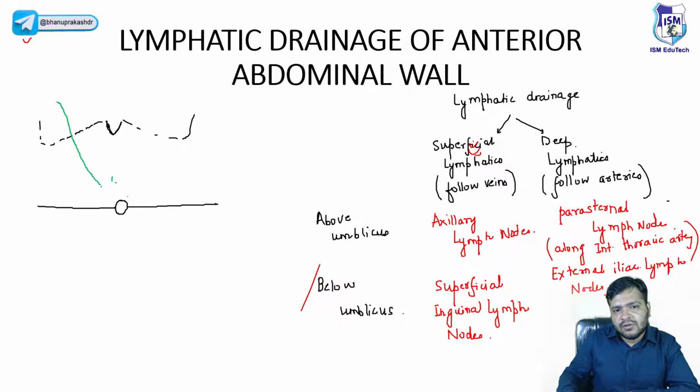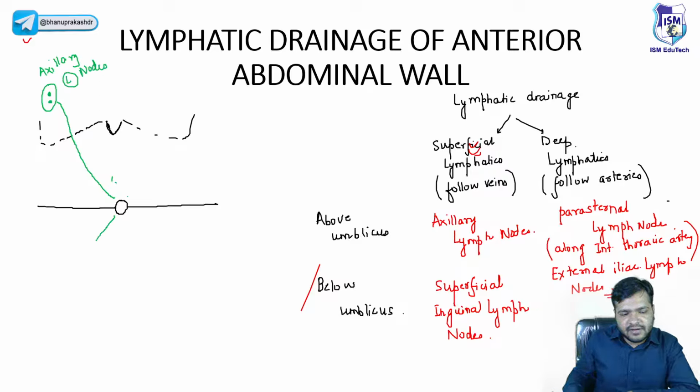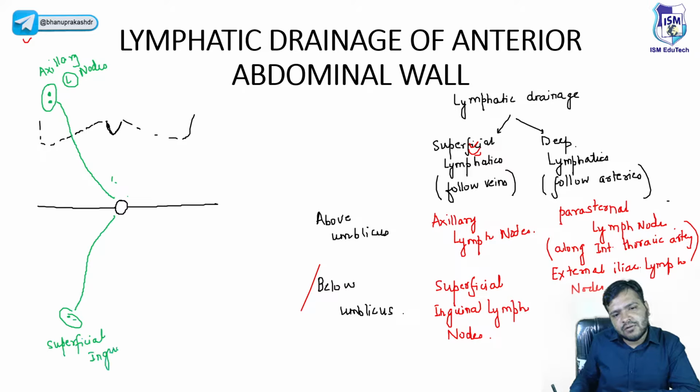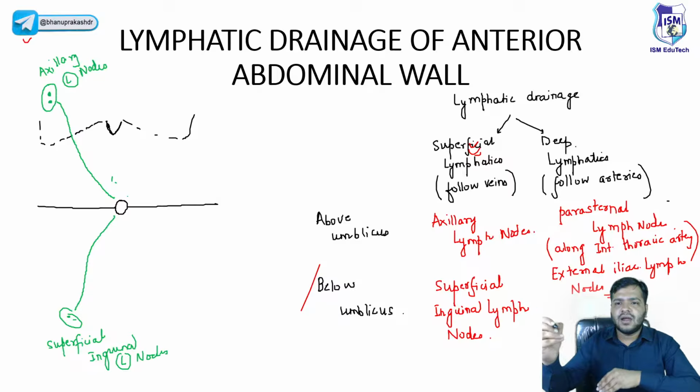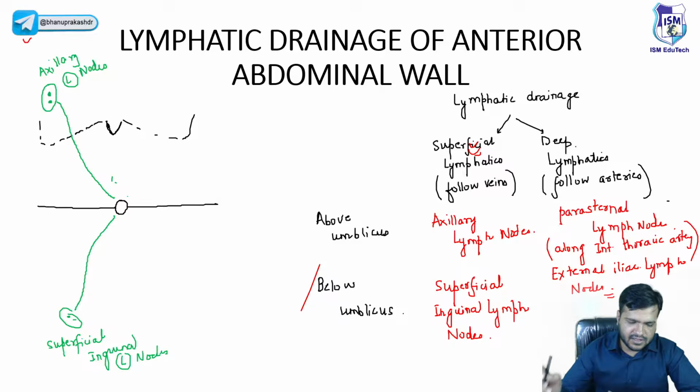Above the level of the umbilicus, the superficial lymph nodes are draining into the axillary lymph nodes, and below the level of the umbilicus, they are draining into the superficial inguinal lymph nodes. These are the superficial lymphatics.